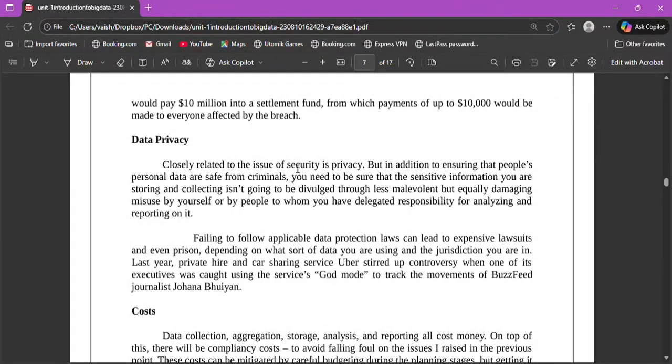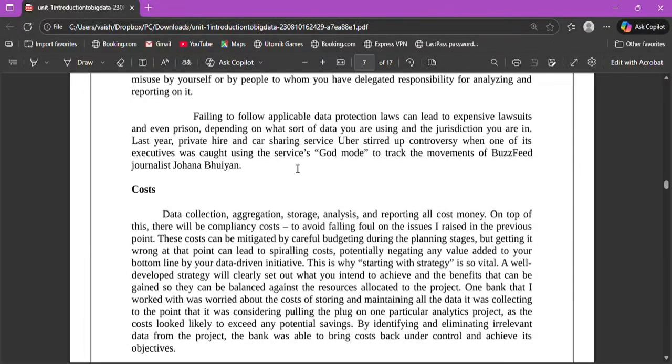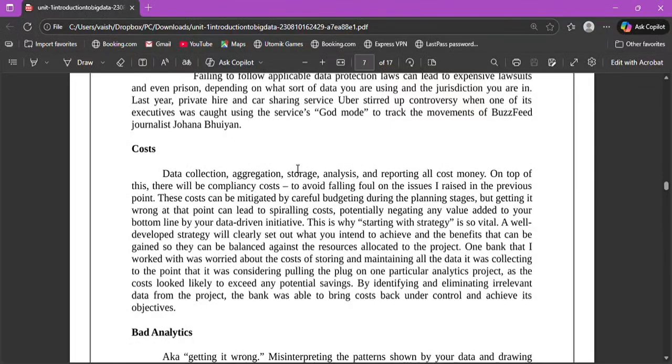Structure of big data. So this is the structure of the big data. Now what are the challenges of conventional systems?